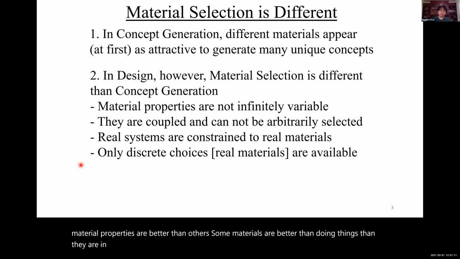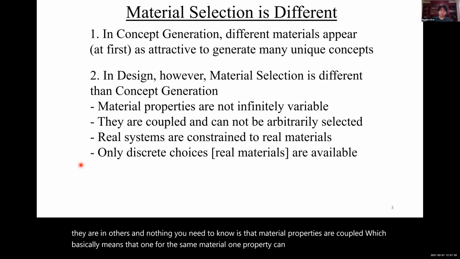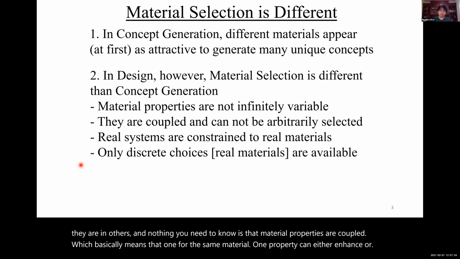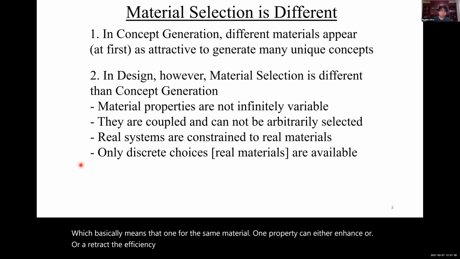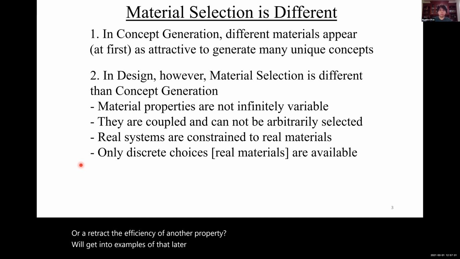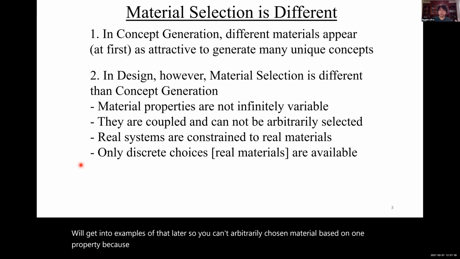And another thing you need to know is that material properties are coupled, which basically means that for the same material, one property can either enhance or detract from the efficiency of another property. We'll get into examples of that later. So you can't arbitrarily choose a material based on one property because it could affect another, which could affect the overall performance of your design. Real systems are dependent on the materials that you choose.